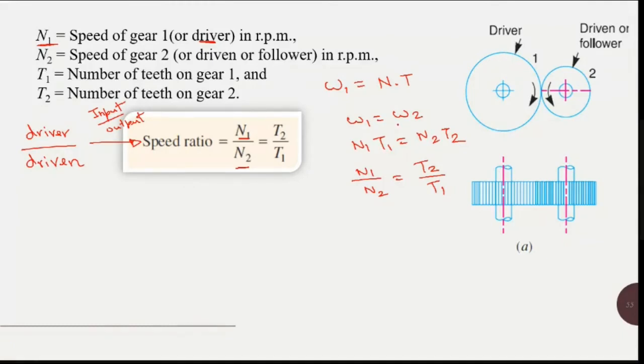Velocity ratio is equal, which in turn I can identify in terms of the speed ratio. Angular velocity, sir, is equal. Omega 1 is equal to N into T.